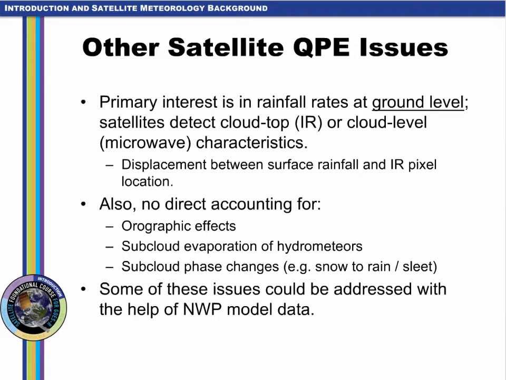changes. Some of these issues could be addressed with the help of NWP model data. For example, using relative humidity fields to reduce rain rates in arid regions, or using wind fields to attempt to adjust for orographic enhancement.